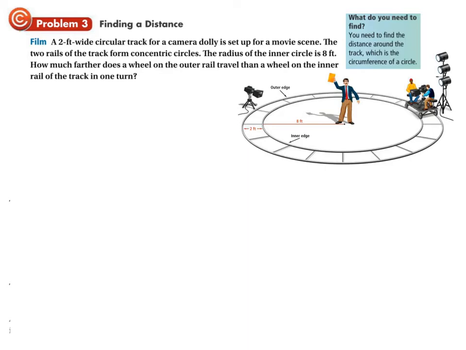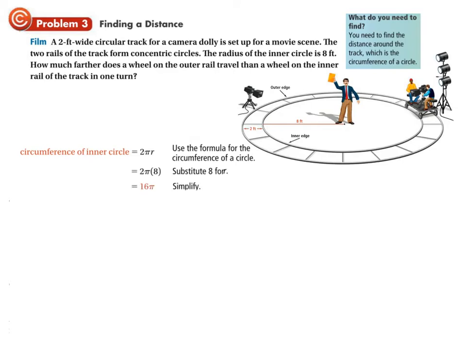Let's take a look at what they show us here. Okay, circumference of the inner circle. Well, we know it's 2 pi r. That was part of our formula. And the radius is 8, so we say 2 times pi times 8. And that's 16 pi. If they say keep it in terms of pi, you'll often hear that, then you should keep it written like this. This is the only exact way to write that circumference, because once you substitute a number in for pi, it's not going to be exact anymore.